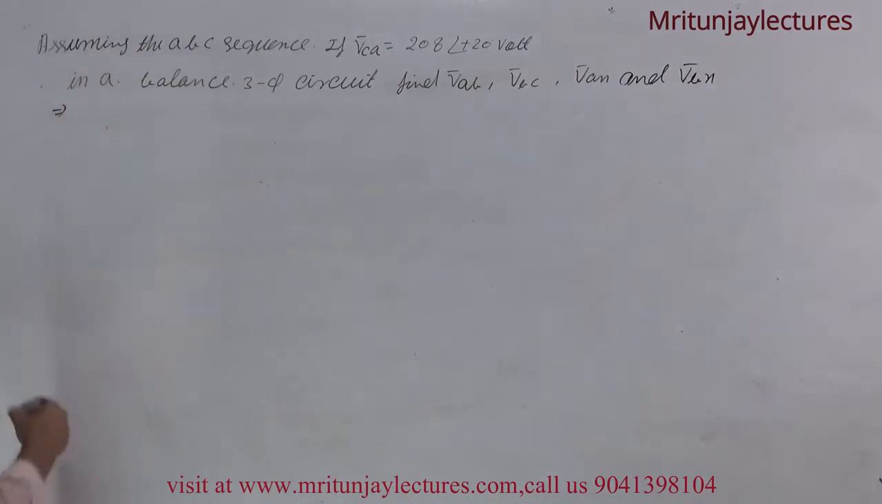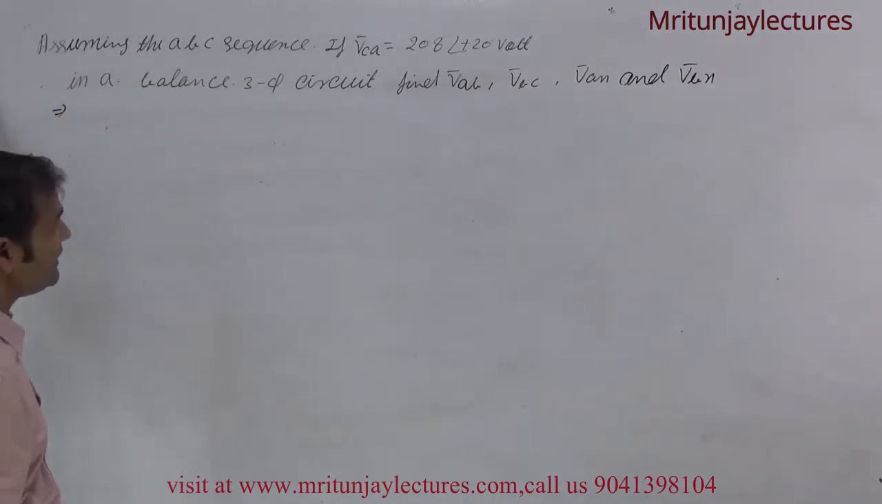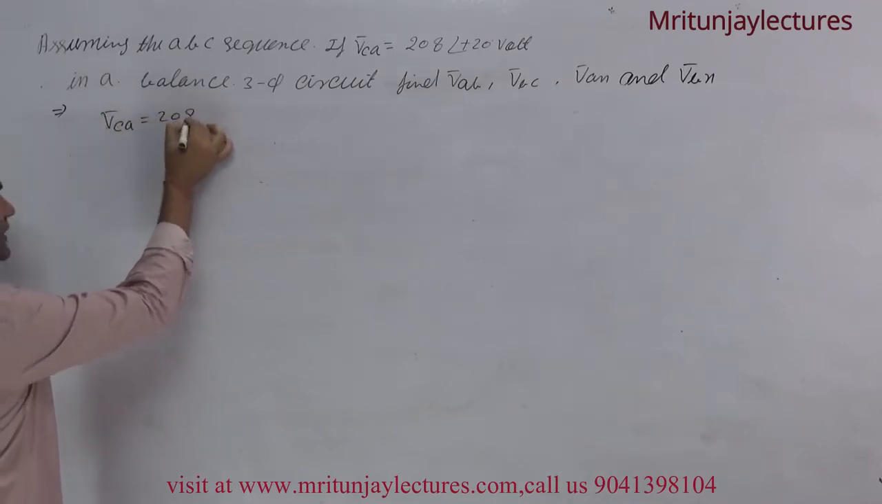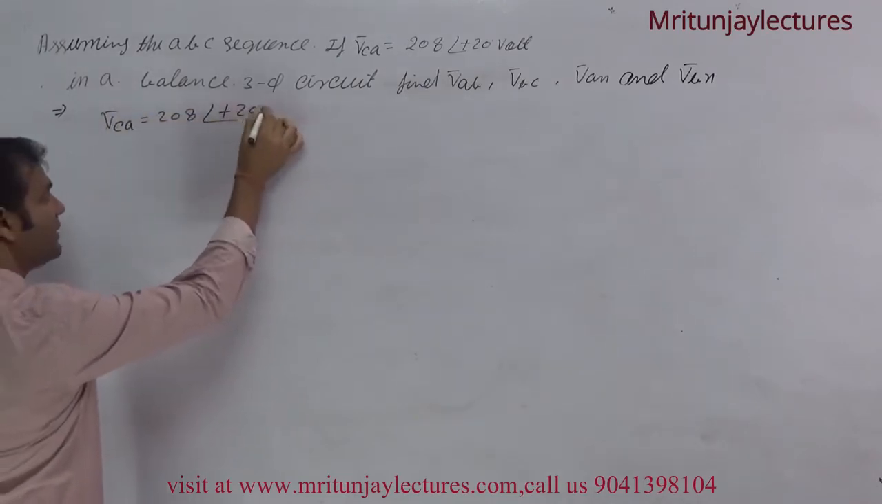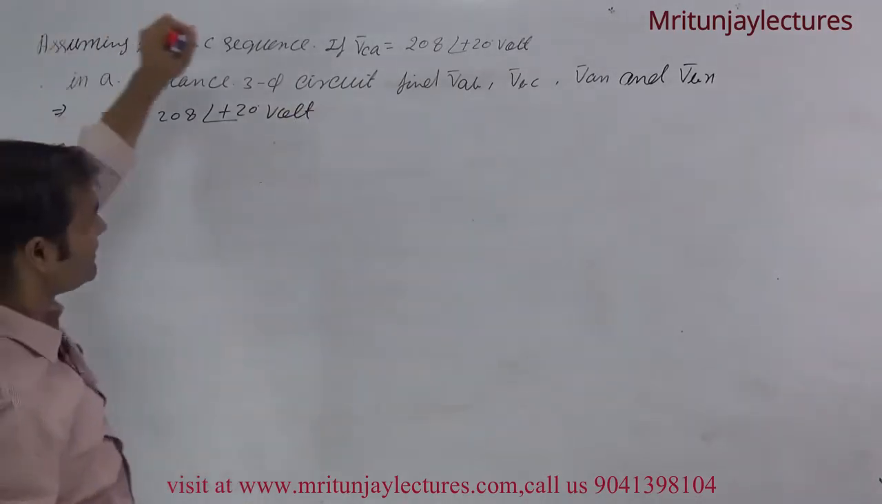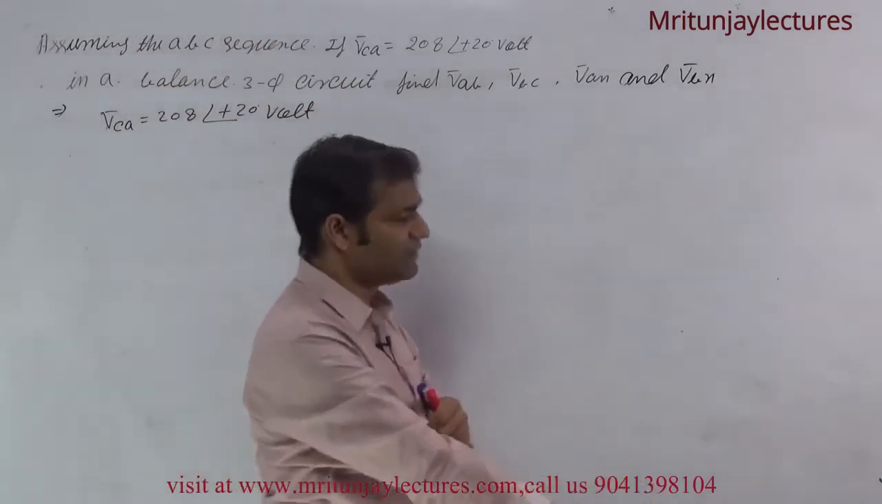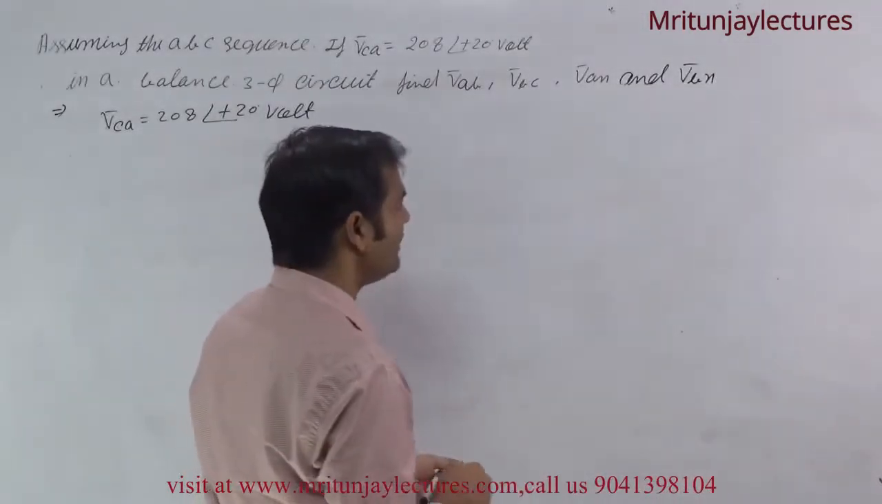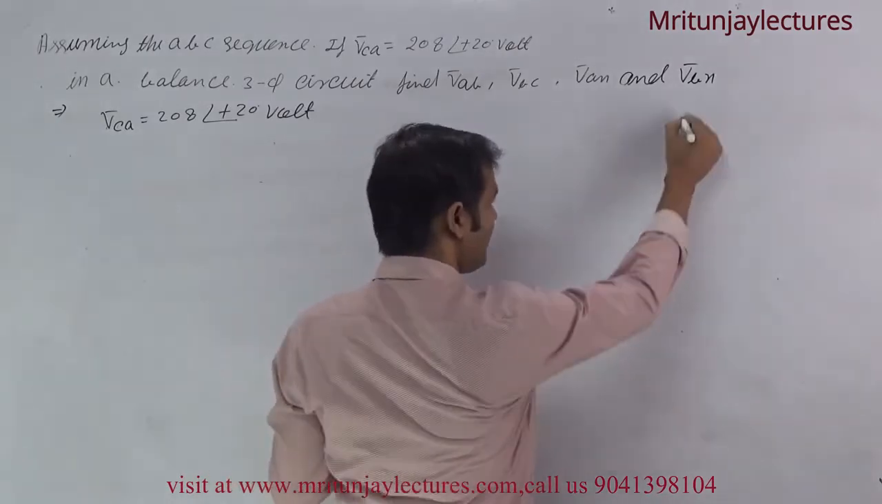According to the question, assuming the ABC sequence, VCA is given as 208, which is the line voltage, clear? In a balanced three phase circuit, find AB, BC, AN, BN, whatever. Okay. First of all, let me recall the fundamentals.